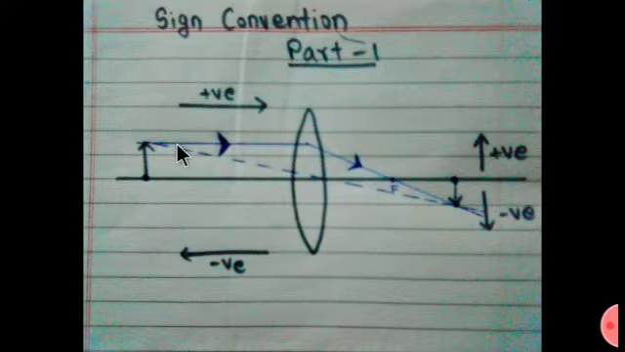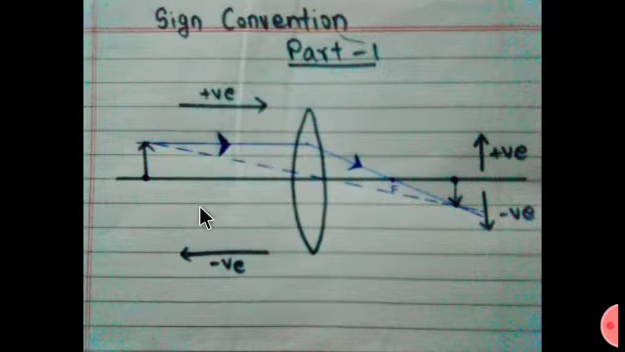This other ray is going in the same direction, from left to right through the optical center of the lens, so there will be no deviation or convergence. Due to that, the ray will meet the first ray at this point, and this point will form an image of this object. So the main thing needed for the experiment is the object, and the object is kept here.